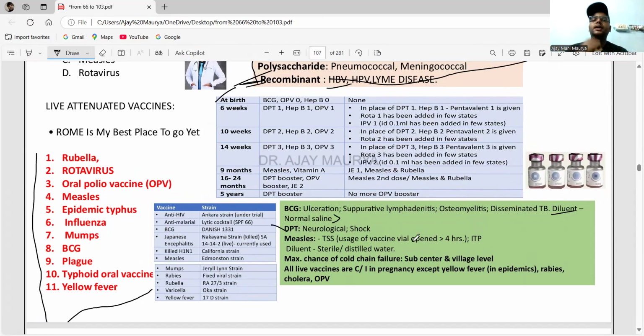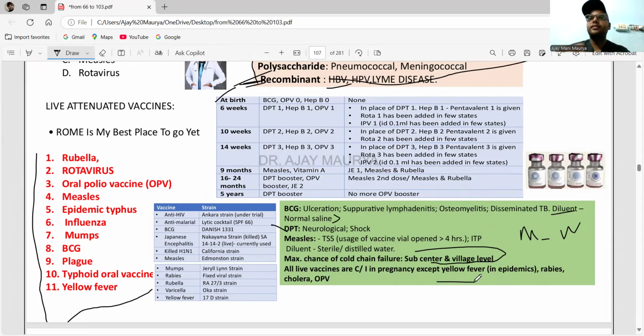For measles, it causes toxic shock syndrome. If the vaccine is used more than 4 hours after opening, then it causes toxic shock syndrome. And it is diluted in sterile water, meaning distilled water. Remember, for measles just reverse it, or it will become double. Remember, the maximum chance of cold chain failure is seen at the sub-center and village level. All live vaccines are contraindicated in pregnancy except yellow fever.